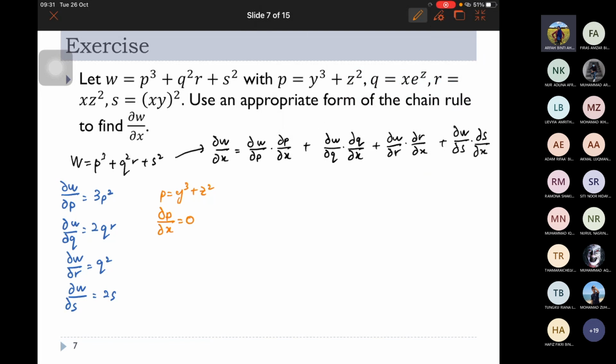Okay. And Q equal to X exponential Z. Delta Q over delta X will be equal to exponential of Z. Okay. So R equal to X Z squared. Delta R over delta X will be equal to Z squared. Okay.